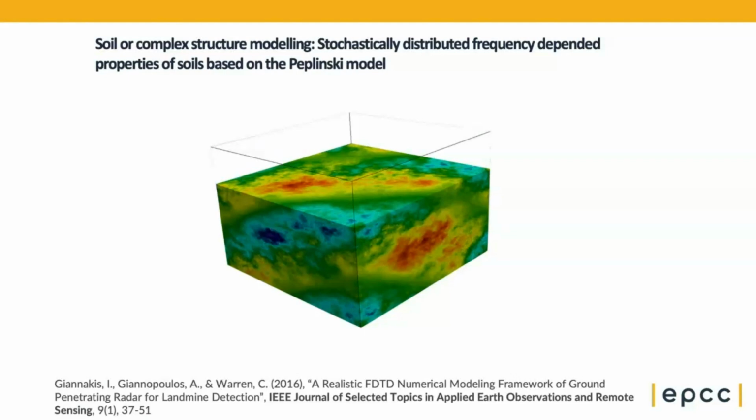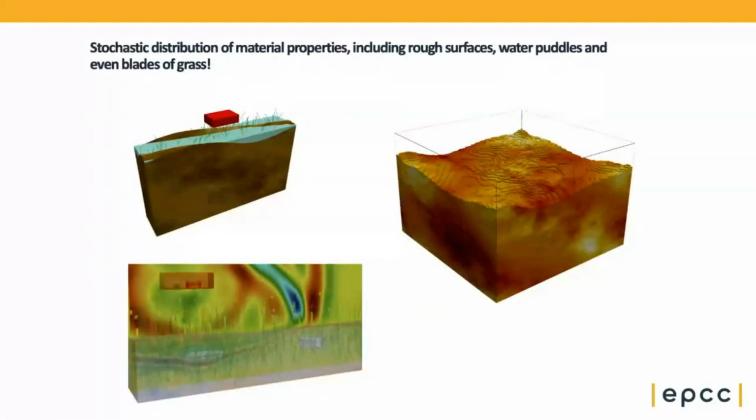You use the Peplinski model for soils, which describes the properties of soils with frequency-dependent materials. You can just describe your soil with your clay content, the sand content, and a little bit of water fraction you have, and then it will generate statistically correlated distributions of soil, which is really very helpful. We want to simulate something more realistic than a homogeneous block of something that you call sand or concrete or anything. So that allows you to do a lot more faithful simulations.